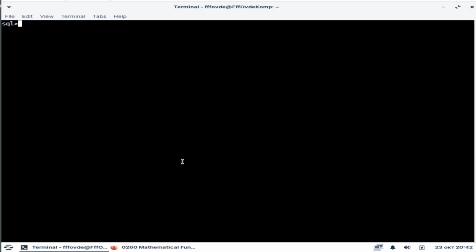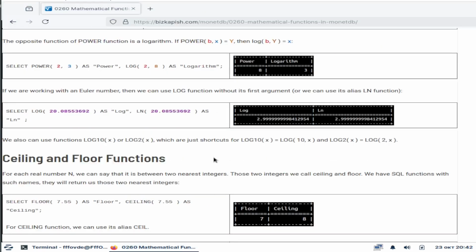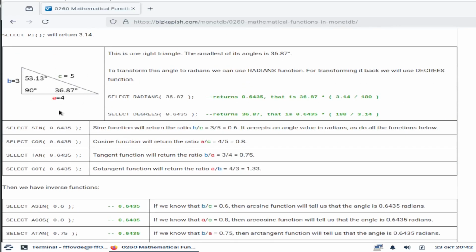The last set of functions we will talk about are trigonometric functions. First, we have the function pi, and that function will return the value 3.14. I will now jump here to this web page. We will go down here until we reach an image of a triangle. Here we have one right triangle. The smallest angle inside of this triangle is this one here. It has 36 degrees. If we want to transform these degrees to radians, then we can use the radians function, and that will return 0.64 by using this formula.